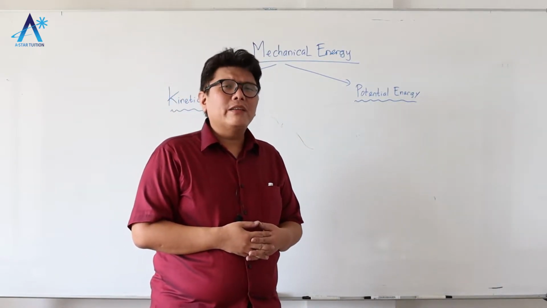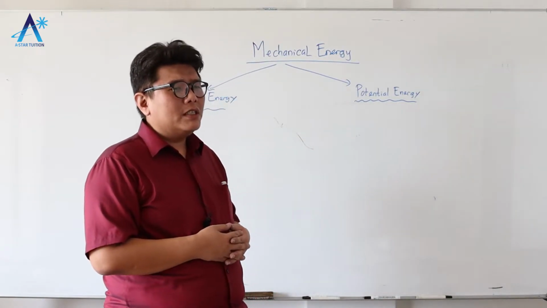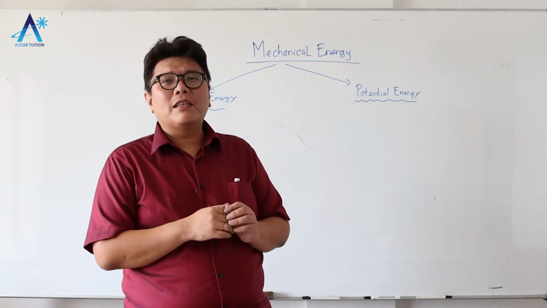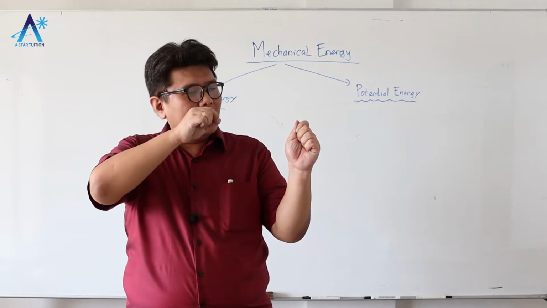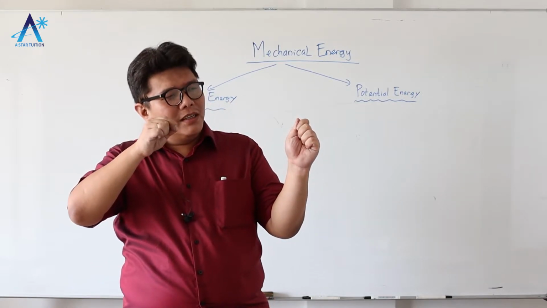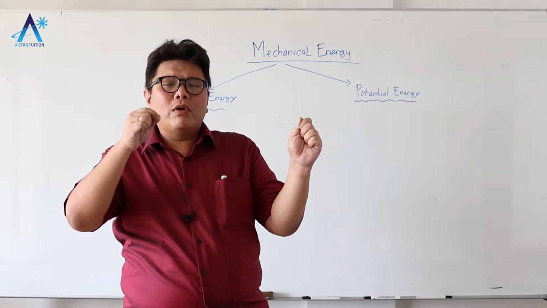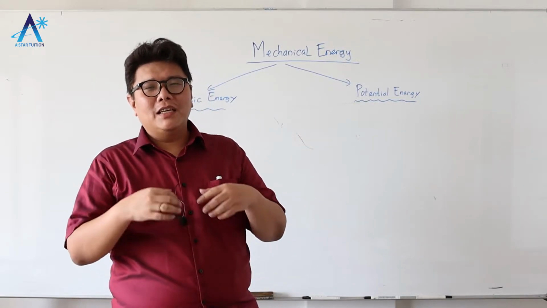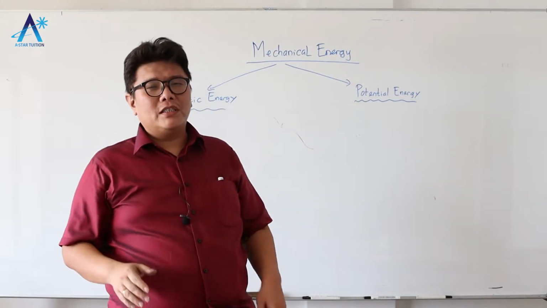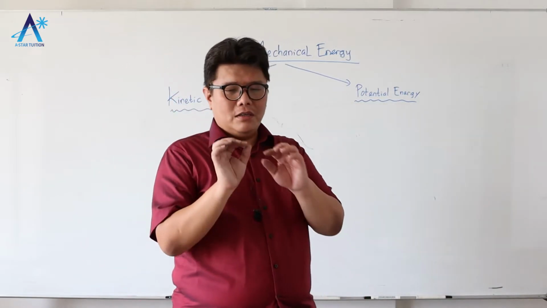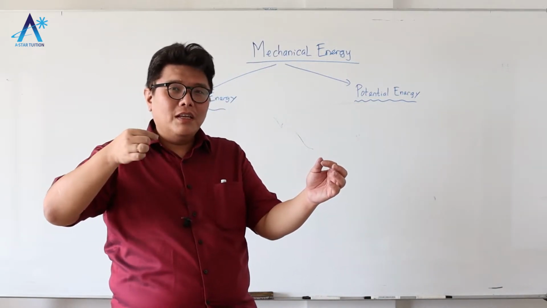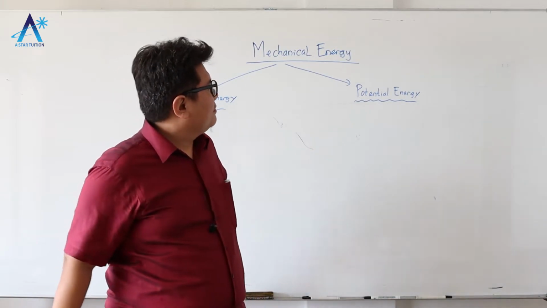Now, an object can also have energy. For instance, let's take a look at a catapult. When you stretch the catapult, it has some energy stored within it. When you release the catapult, it has the ability to perform work, which is to throw the small rock that you put in the catapult to begin with.